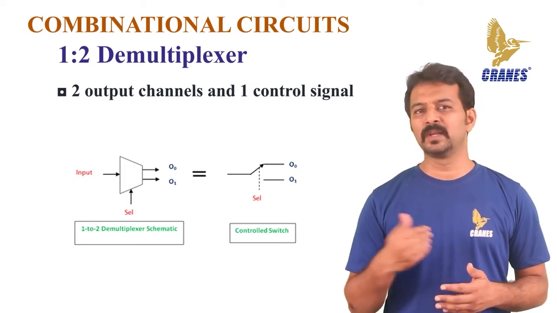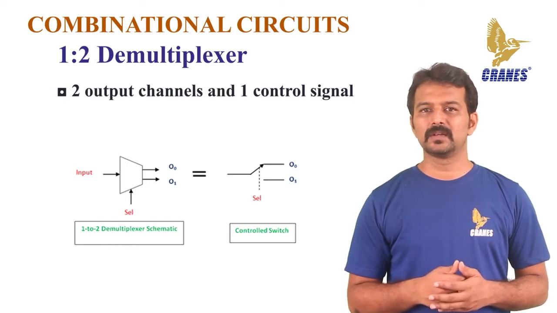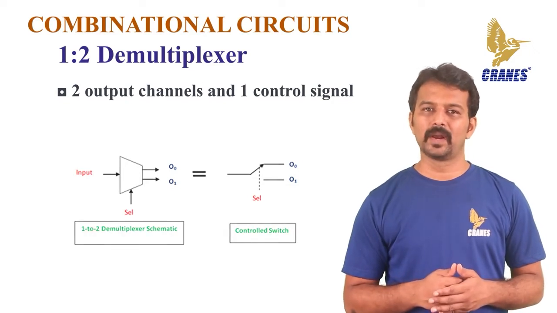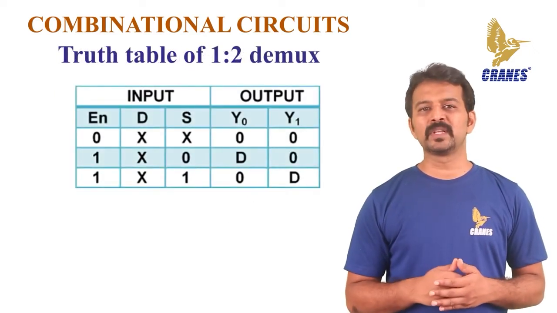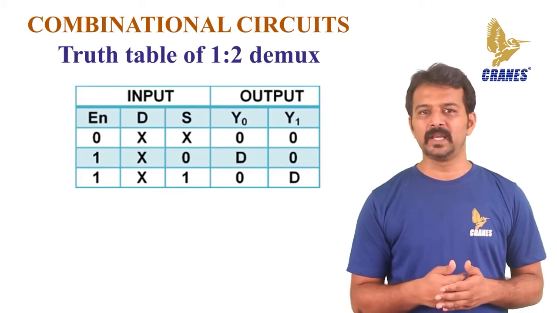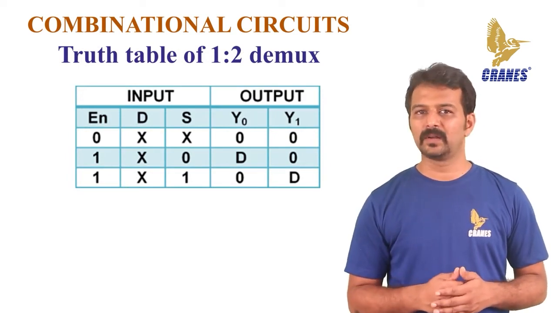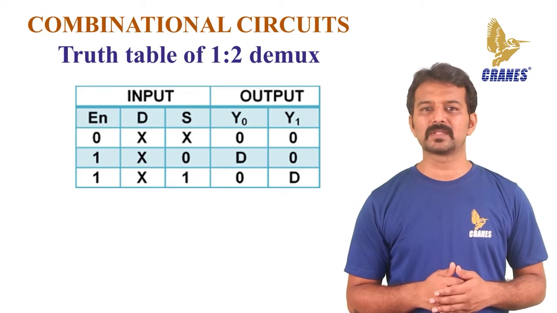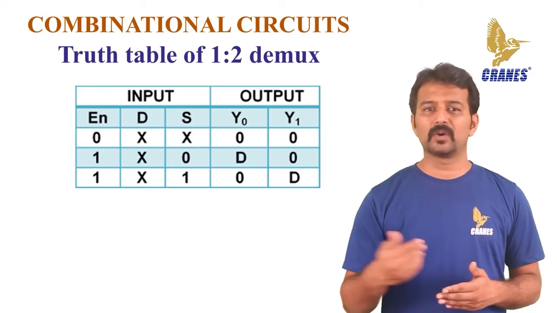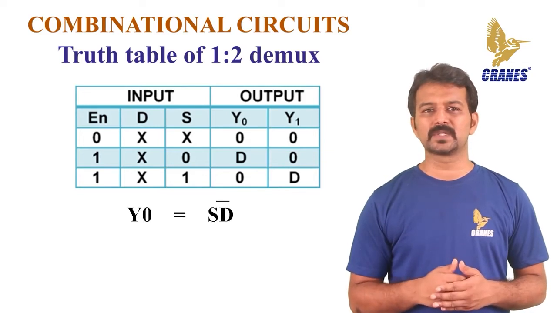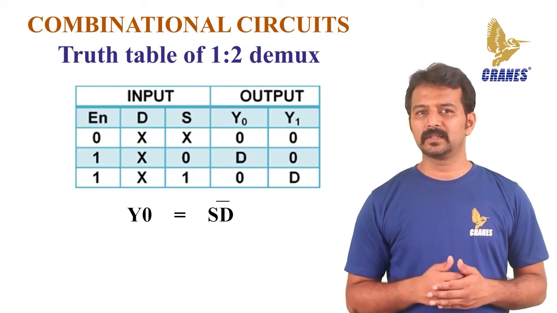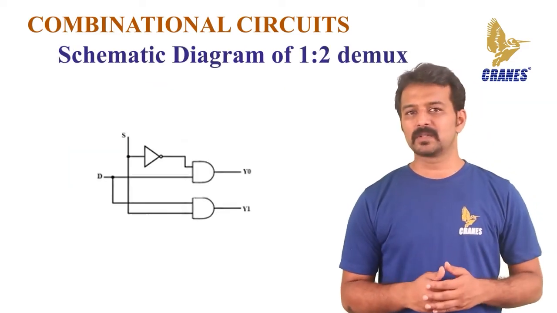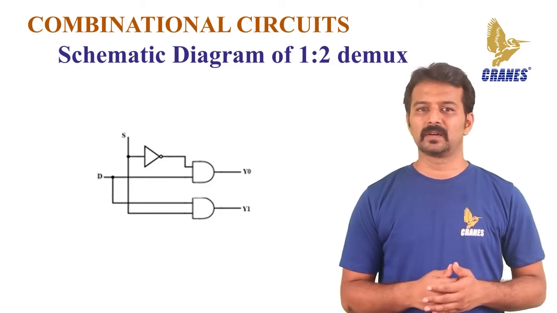When select equals 0, the input is selected at output line 0, and when select is 1, the input is selected at output line 1. The truth table of a 1:2 demux considers input as D, outputs as Y0 and Y1, and the control signal as S. According to the truth table, the output expression is Y0 equals S bar D, Y1 equals SD. The schematic diagram of a 1:2 demux using logic gates can be seen here.